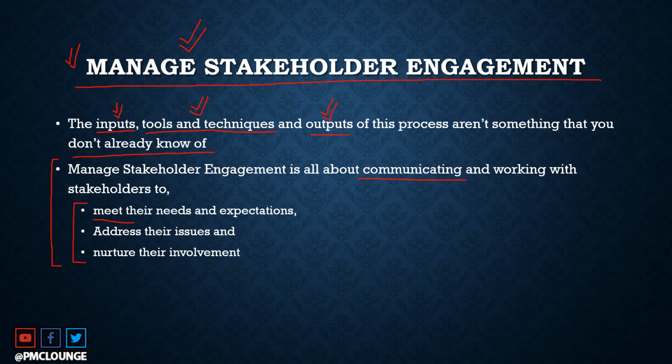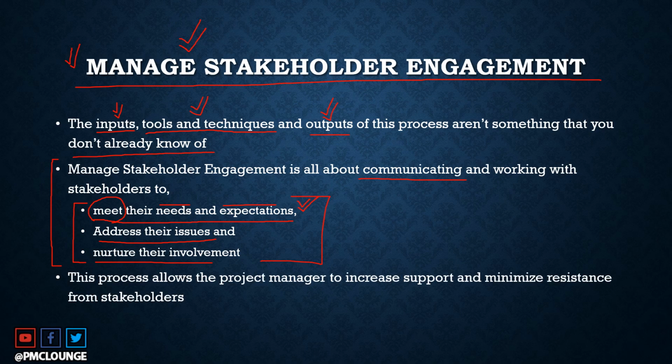You need to meet the demands and needs and expectations of the stakeholders. So in the previous processes of stakeholder management knowledge area, you've already found out what their needs and expectations are, right? So in this process, you are making sure that you meet those needs and expectations. You need to address any issues of the stakeholders if they arise, and you need to nurture their involvement. You need to make sure that they are involved in the project. So these are the three basic things that you would do as part of this process.